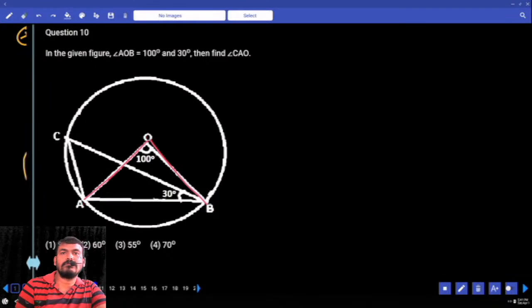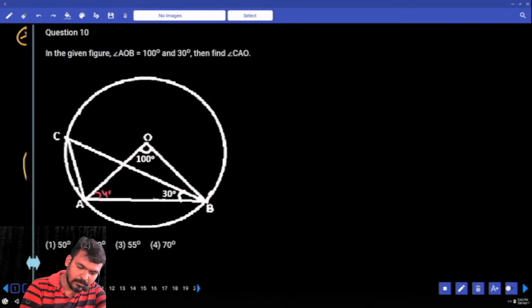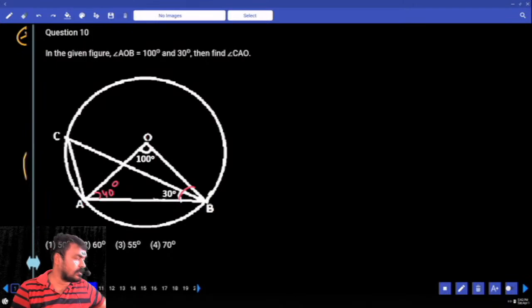Already O value is how much? 100. OA and OB are radius means equal angle or different angle? Equal angle. In OAB, what is the sum of the three angles? 180. In that already one is 100. Remaining 80. That 80 will be equally distributed, means each one 40, 40. Means this one is how many degrees? 40 degrees. This one also 40 degrees. Already that one 30. This is how many degrees? 10 degrees.